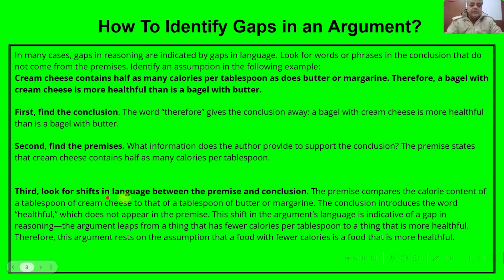Third is look for shifts in language between the premise and conclusion. The premise compares the calorie content of a tablespoon of cream cheese to that of a tablespoon of butter or margarine. The conclusion introduces the word healthful, which does not appear in the premise. This shift in the argument language is indicative of a gap in reasoning. The argument leaps from a thing that has fewer calories per tablespoon to a thing that is more healthful. Therefore, this argument rests on the assumption that a food with fewer calories is a food that is more healthful.